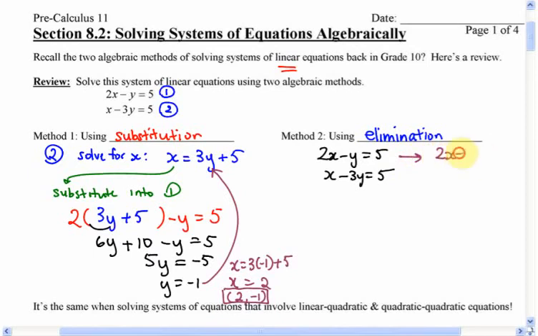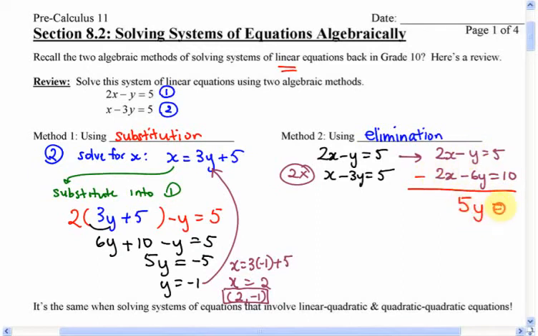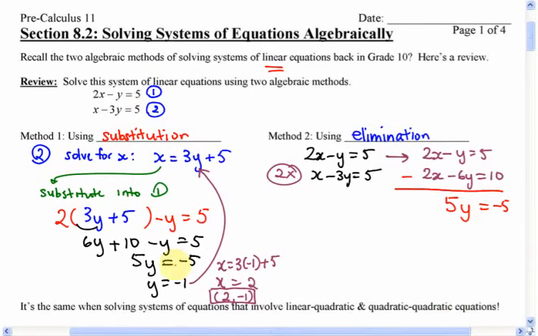So I'm going to call this 2x minus y equals 5. No change. But what I'd like to do is multiply every single term in the second equation by 2. And when you do that, you get 2x minus 6y equals 10. Go ahead and subtract now. So 2x minus 2x is 0. Be careful here, negative y, take away negative 6y, that's just positive 5y. And 5 take away 10 is negative 5. Notice we get the same thing as before. We'll solve for y, y equals negative 1.